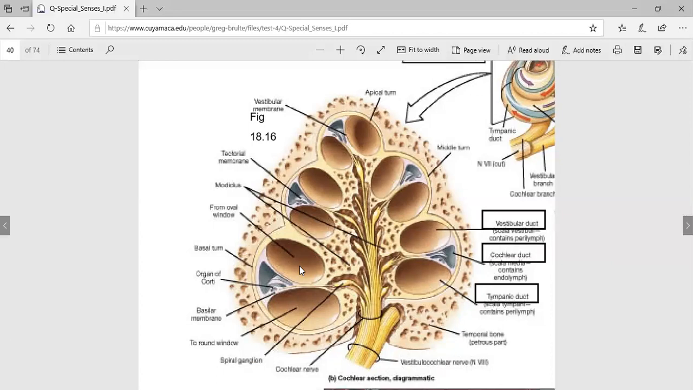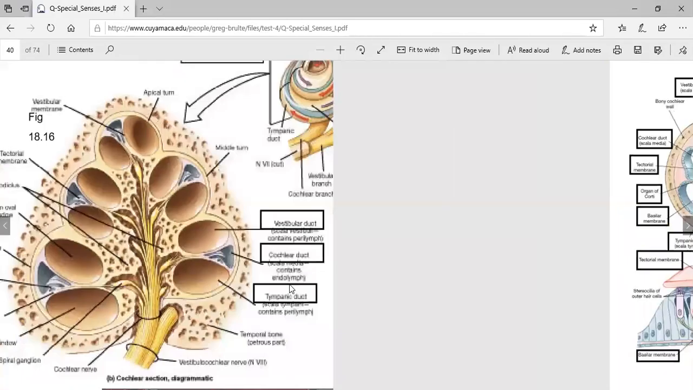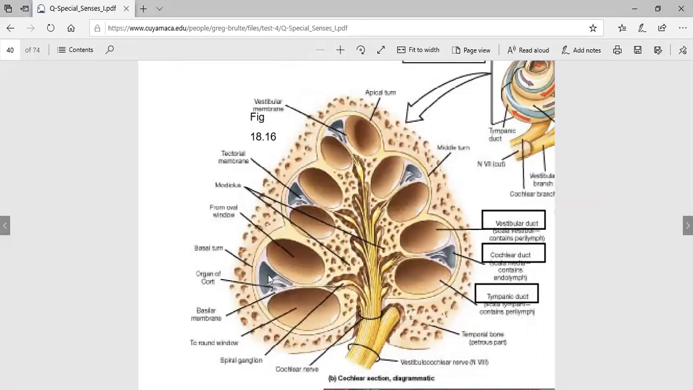This fluid right here is called perilymph, and this fluid that's in here is called endolymph. Let's just learn the structures right now. That's a membrane, and that's a membrane. That's a duct, and that's a duct. Let's name the ducts first. Vestibular duct, you can see it here. Tympanic duct, you can see it down here, and cochlear duct right here.